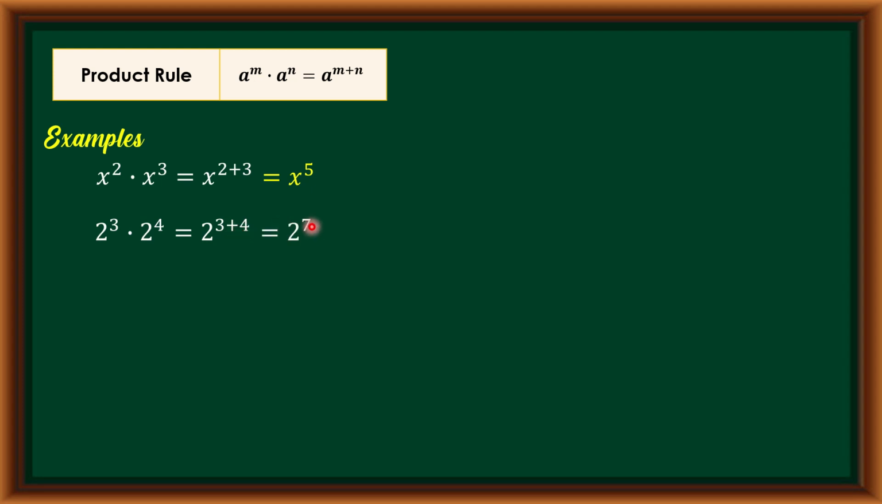That will be the exponent of 2, which means 2 raised to 7 is equal to 128.